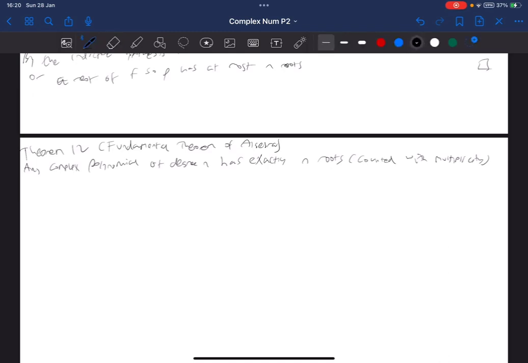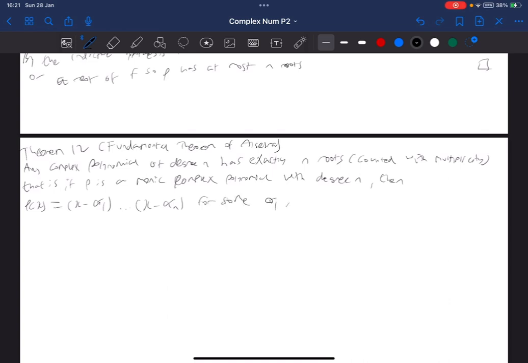That is, if P is a monic complex polynomial with degree n, then P of x is equal to (x minus alpha_1) all the way up to (x minus alpha_n) for some alpha_1 all the way up to alpha_n in C, which of course are not necessarily distinct roots.